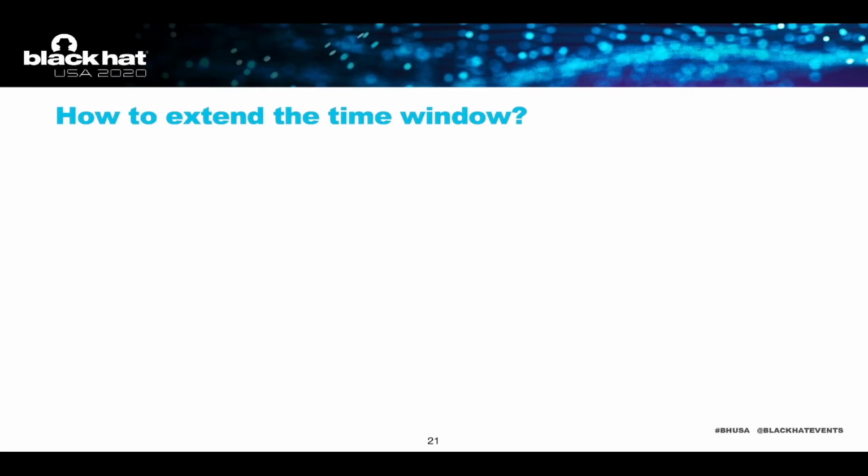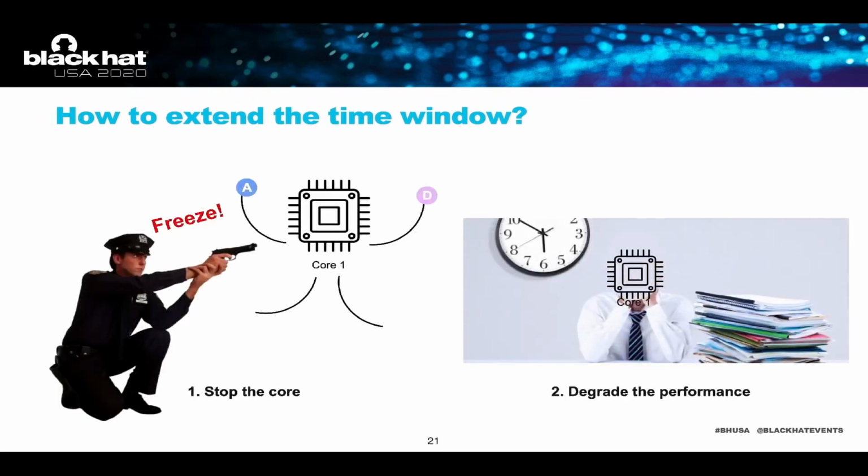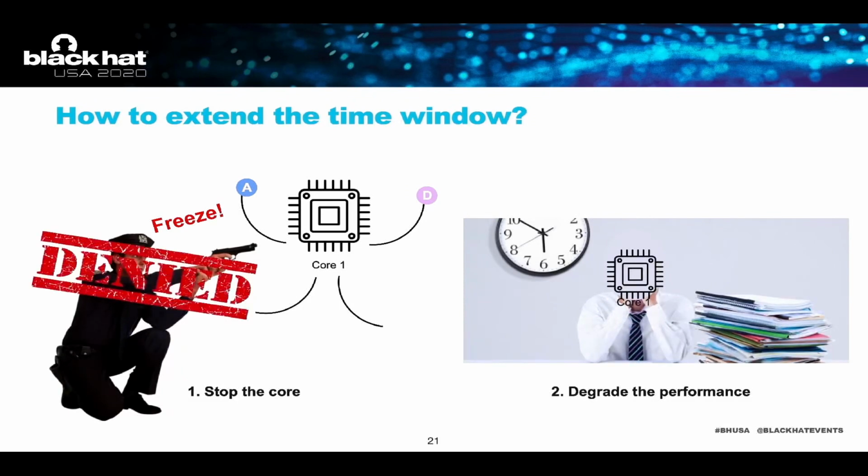To design such a method, we first think about how to extend the time window. It turns out that it all boils down to stopping the core while executing the instructions A and D, or degrading the performance of the core. However, the first method cannot be used because users cannot control the operation of the hardware, so we choose the second method, namely degrading the performance of the core.